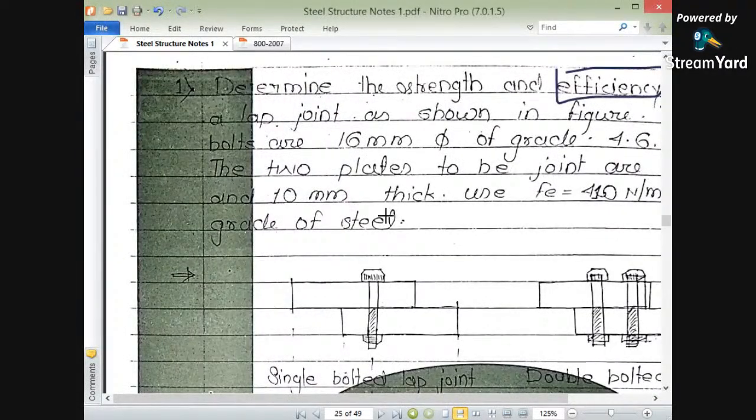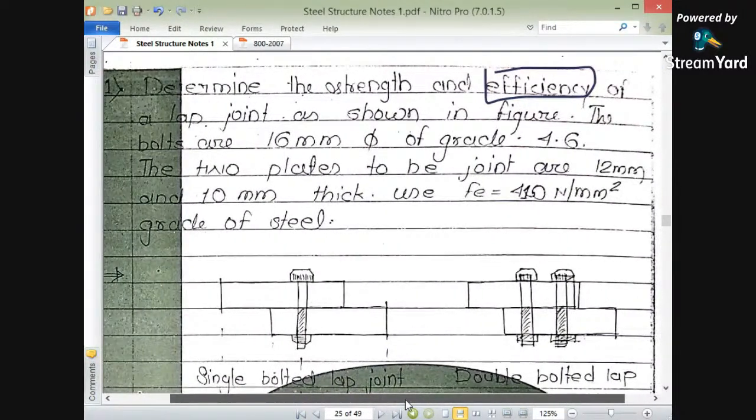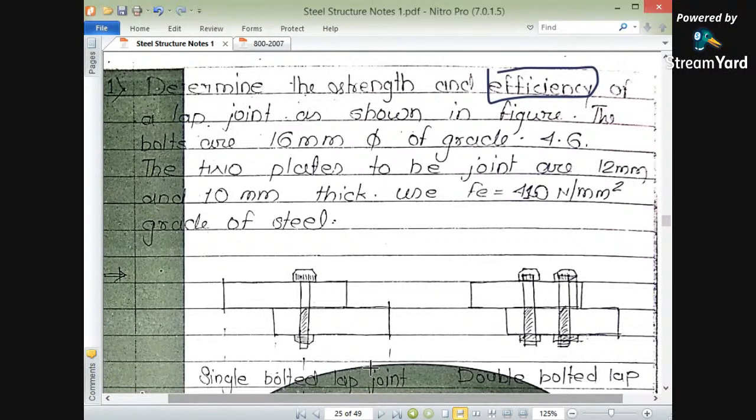So determine the strength and efficiency of a lap joint as shown in the figure. The bolts are 16 mm diameter of grade 4.6. The two plates to be jointed are 12 mm and 10 mm thick. Use Fe 410 grade of steel.